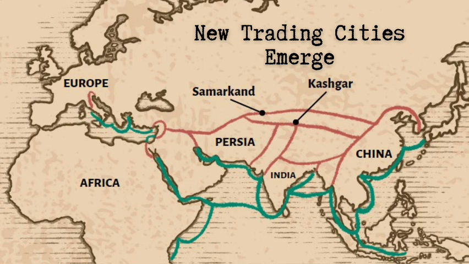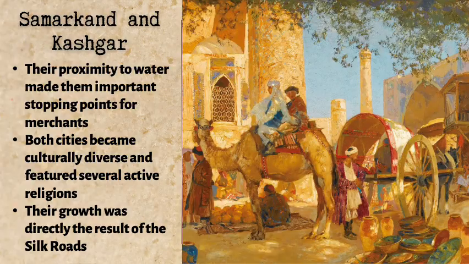So we see new trading cities emerge. Samarkand and Kashgar were two cities that became thriving centers of trade as the Silk Roads grew during this time period. We'll cover a few other cities when we touch on urbanization later. But for now, let's talk about Samarkand and Kashgar.